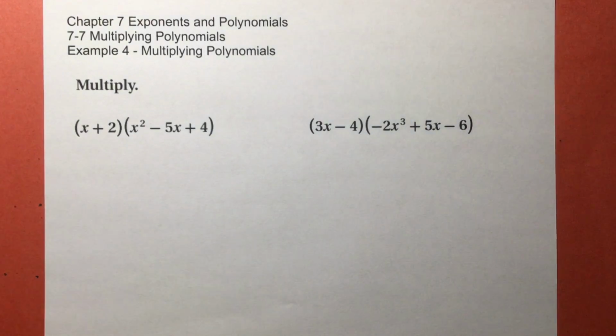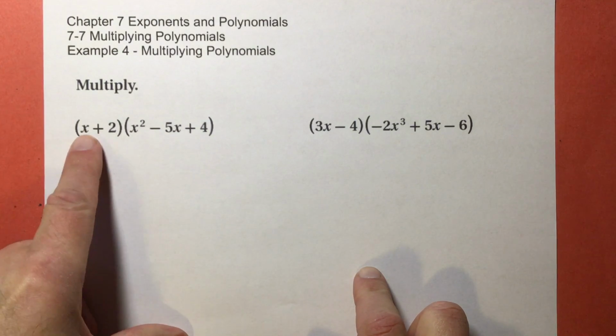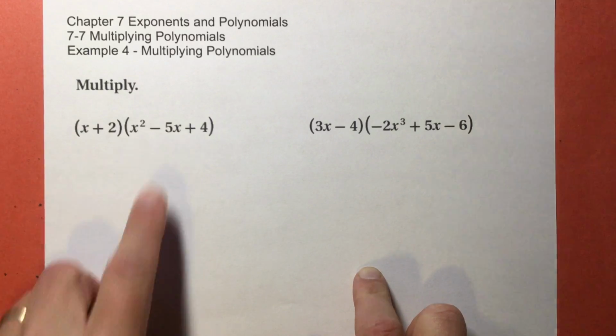Hello, welcome to Chapter 7, Section 7, where we're multiplying polynomials. In this example, we're going to be multiplying multiple term polynomials by each other. So in this case, I have 2 terms and 3 terms, so a binomial times a trinomial.